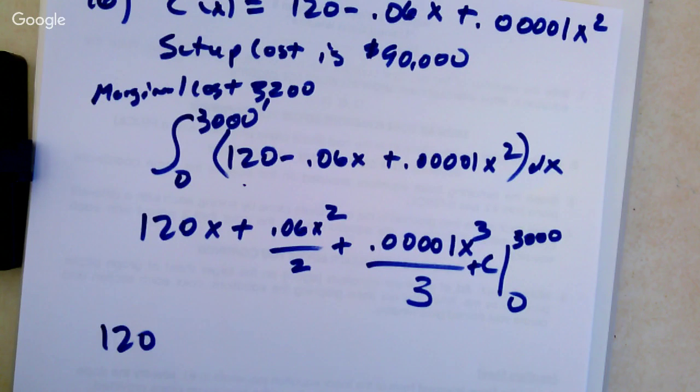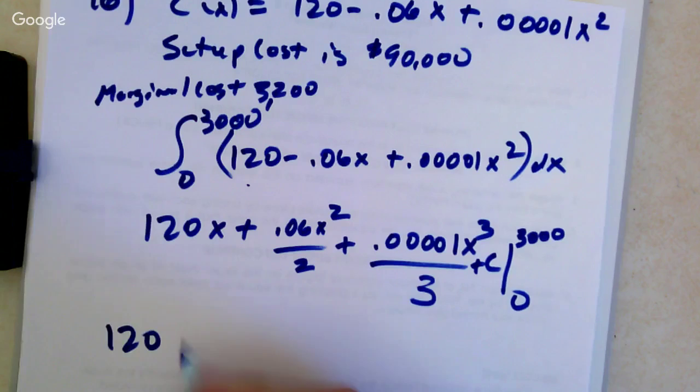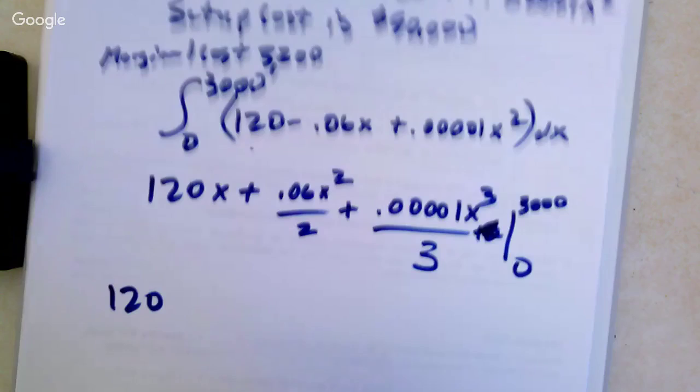Is C the setup cost? C would be the total cost. It may end up canceling out, but let's see what happens. At the end, we just add 90,000 to it. So this is the marginal cost from 0 to 3,000. We have to add the setup cost to get the total cost. If it costs us, say, $1 million to make the first 3,000 and 90,000 to set up, that million did not include the setup fees. It just included the marginal cost to make those. So we'll have to add that in. Fine, I'll erase the C. We'll bring that up at the end then.